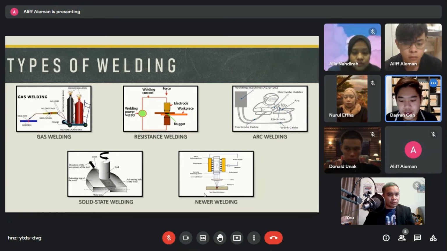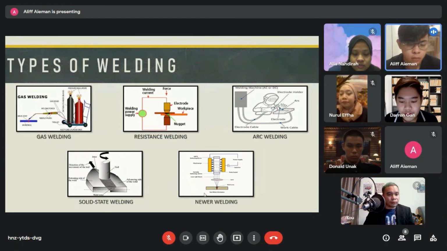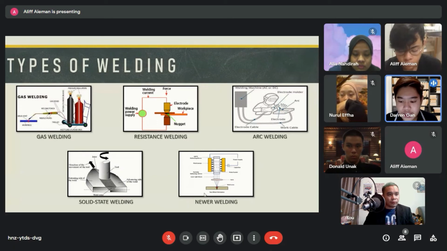The next type is newer welding, a solid state joining technique that employs a router bit that plunges into different materials and is not disposable. It is a method utilized in newer ways of welding, including friction stir welding and laser welding.